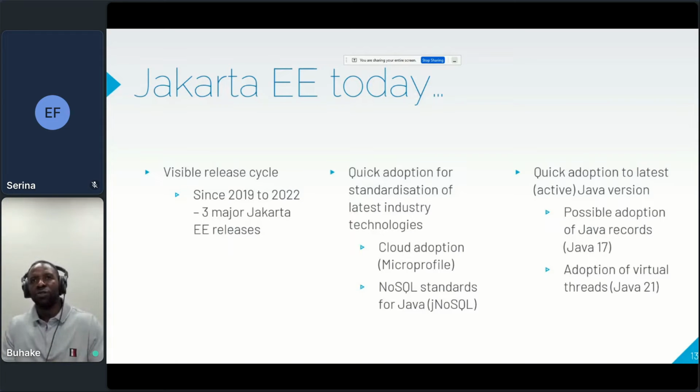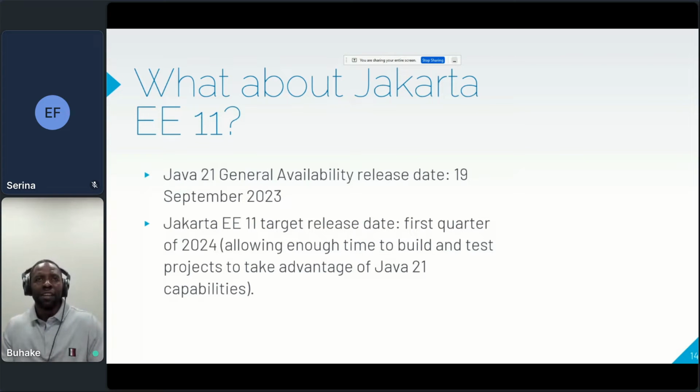There's also a look into the possibility of adopting virtual threading in Jakarta EE 11. Java 21 is coming on the 19th of September, so a couple of weeks' time. And in the first quarter of 2024 comes Jakarta EE 11, which gives them time to do build testing and have a nice general GA release for everybody to play with.